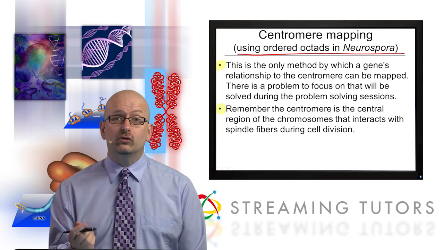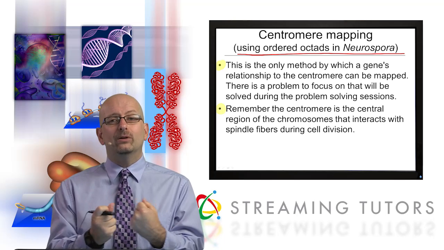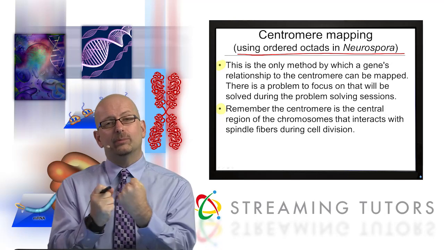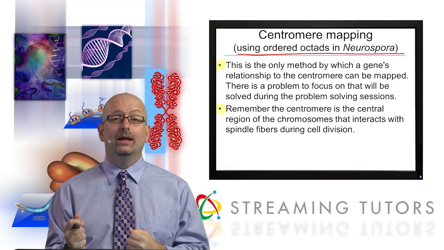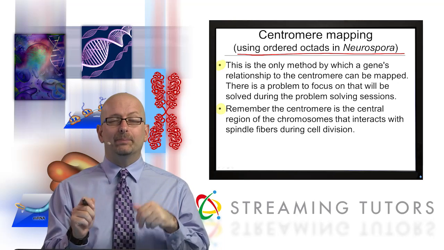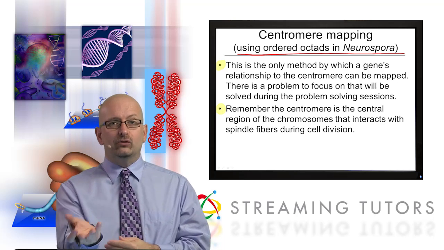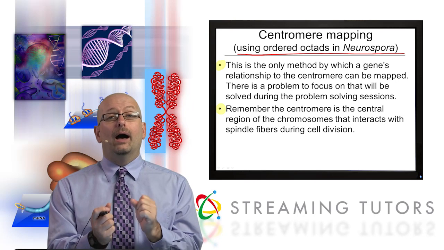Remember, the centromere is the central portion of the chromosome that interacts with the spindle fibers during cell division. That's the place where the microtubules hook on and pull, right? As such, the centromere really doesn't have a phenotype. Like, you can't say, oh, this one has this type of centromere, this one has this. It's a thing, it's a place.